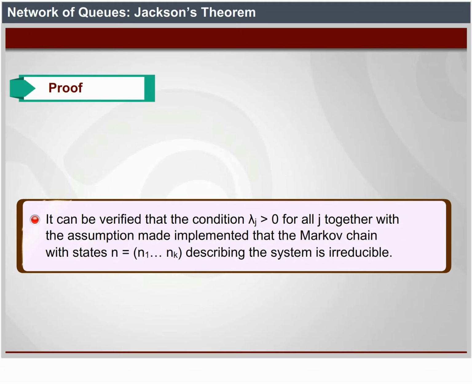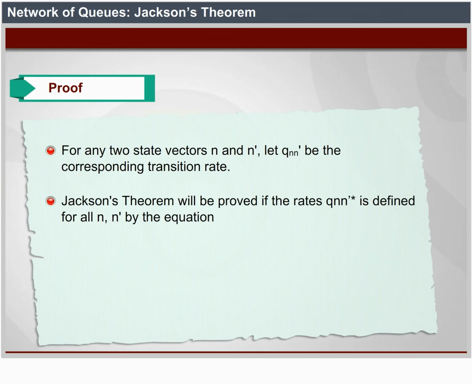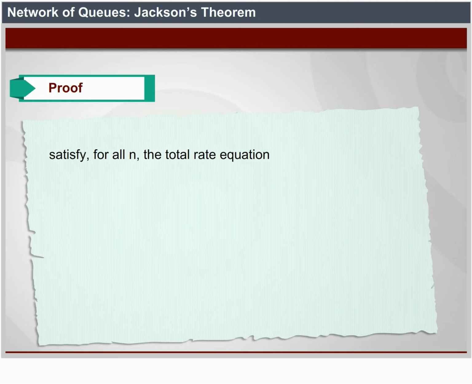For any two state vectors n and n dash, let q nn dash be the corresponding transition rate. Jackson's theorem will be proved if the rates q star nn dash, defined for all n dash by the equation q star nn dash is equal to p of n dash q n dash n by p of n, satisfy for all n the total rate equation sigma m q nm is equal to sigma m q star nm, which is equivalent to the global balance equations.